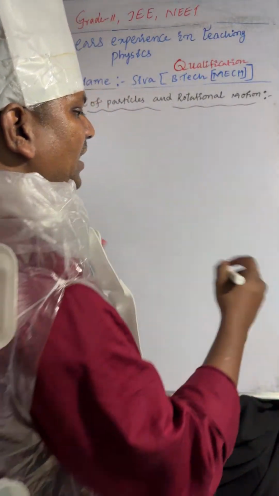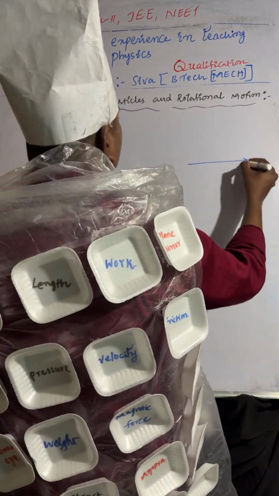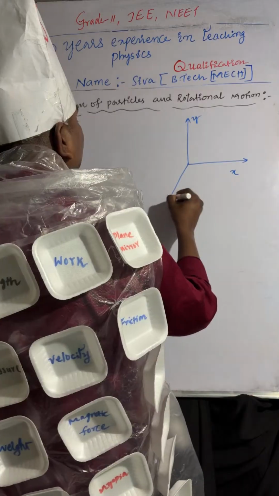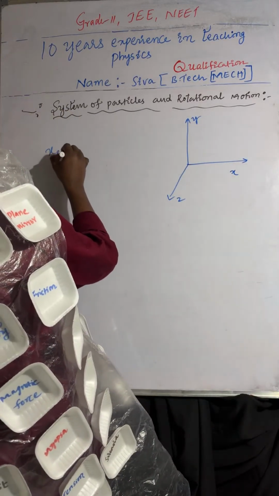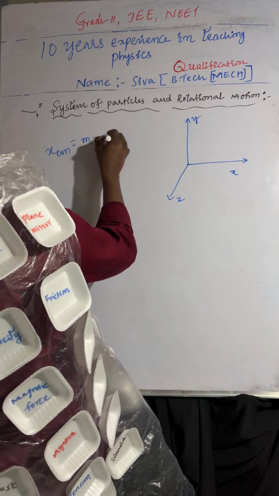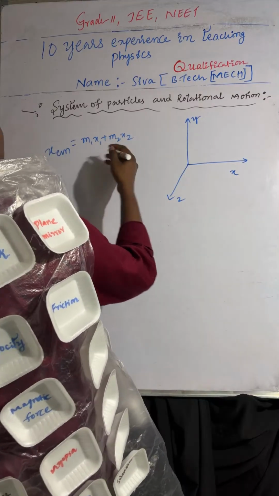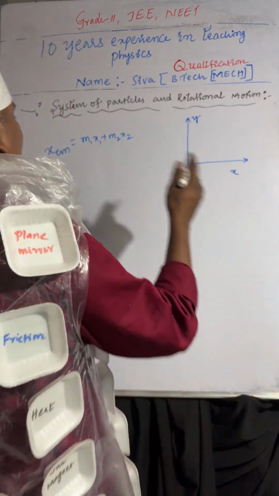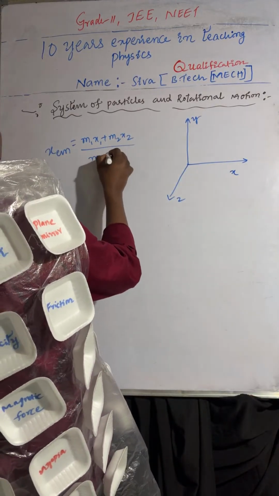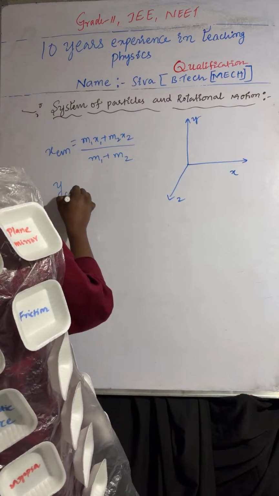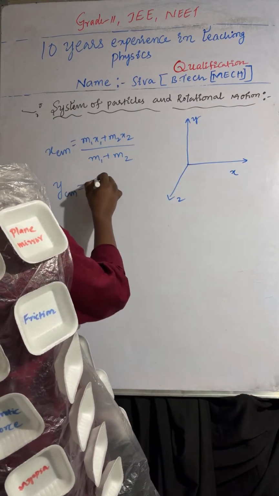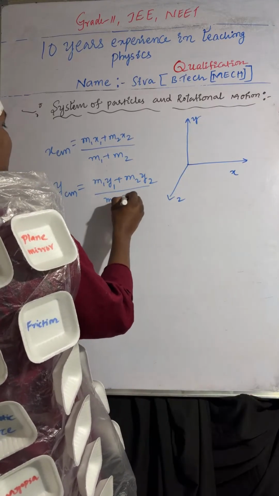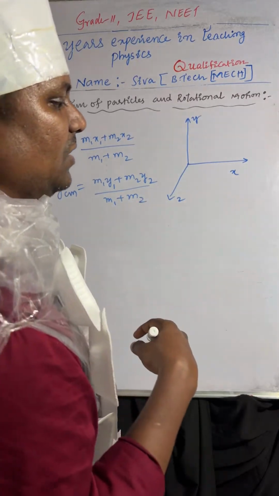So we'll see, along the x-axis center of mass, along the y-axis center of mass, along the z-axis. xcm equals m1 x1 plus m2 x2 by m1 plus m2, and if you are taking many particles along the x-axis, simply we can take the same. ycm along the y-axis equals m1 y1 plus m2 y2 by m1 plus m2, along the coordinate axes.